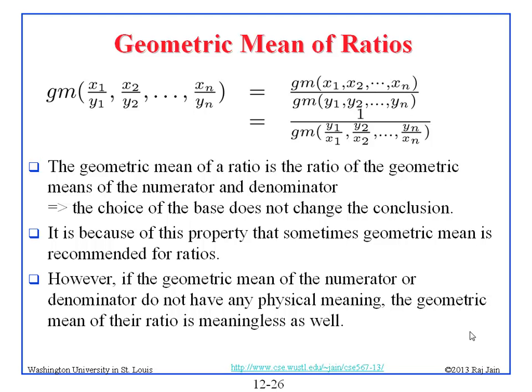Okay? But it turns out that that is not always the case. There are cases where you really have to think about whether the numerator and the denominator have any physical meaning. For example, if I gave you the geometric mean of x's, are you interested in that for any reason? If nobody is interested, then this geometric mean ratio doesn't mean anything meaningful. So it's a little bit more complicated than just always taking the geometric mean for a ratio.